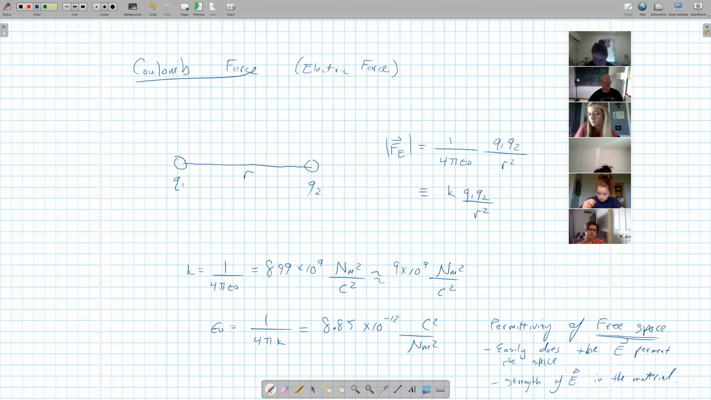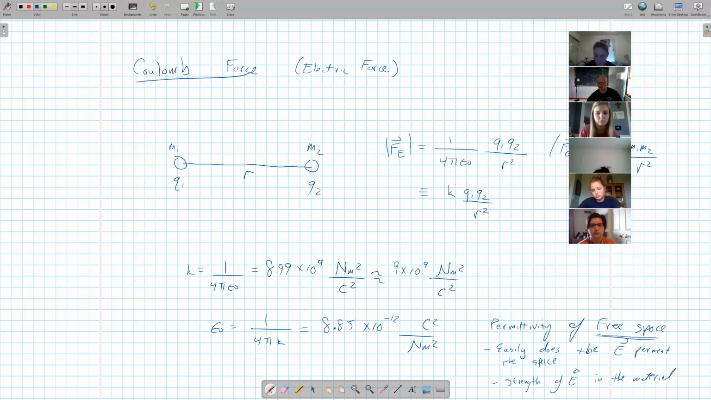Now, let's say this has a mass m1 and this has a mass m2. Notice the structure of this is very similar to the gravitational force, which is equal to G, Newton's constant, times m1 times m2 divided by r squared. Mathematically, these two have exactly the same structure: the product of an intrinsic property, the charge in one case and the mass in the other, divided by the distance squared.